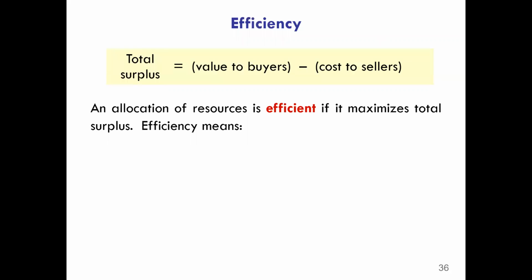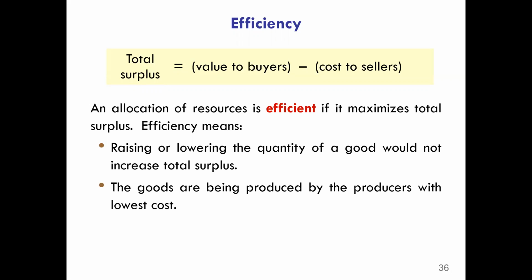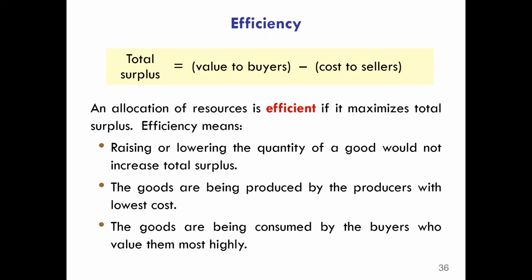So an allocation of resources is efficient if it maximizes total surplus. Okay, and I'm going to repeat this. We're going to say that an allocation of resources is efficient only if it maximizes total surplus. And here, efficiency means one, raising or lowering the quantity of a good will not increase total surplus. Two, the goods are being produced by the producers with the lowest cost. And three, the goods are being consumed by buyers who value them most highly.